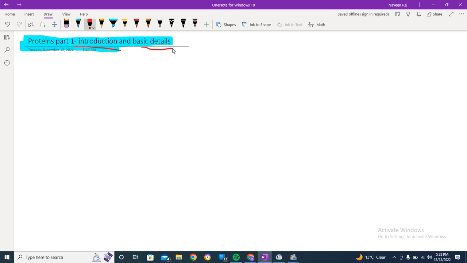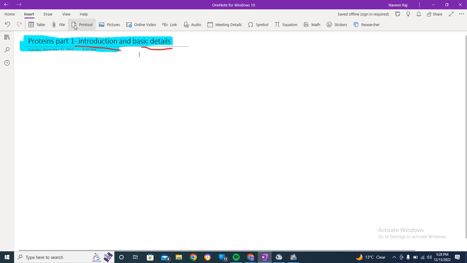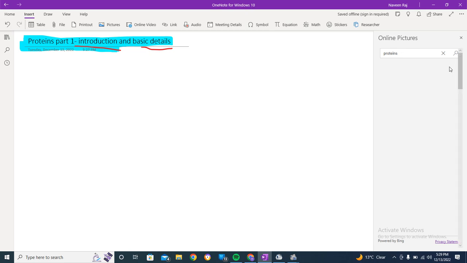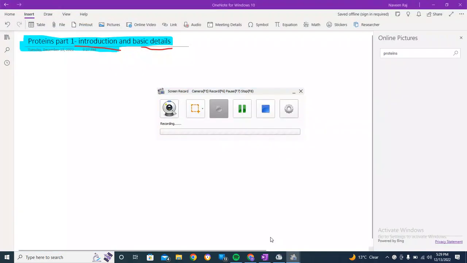So, as we all know, first of all, let me insert a picture for you guys to make your concepts clear with images as well. Proteins. It will take a minute to load this picture. I'll get back to you guys.